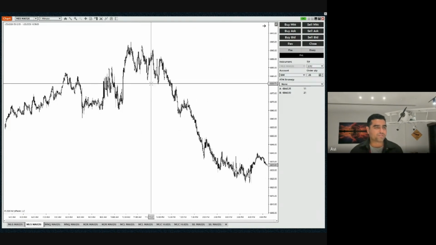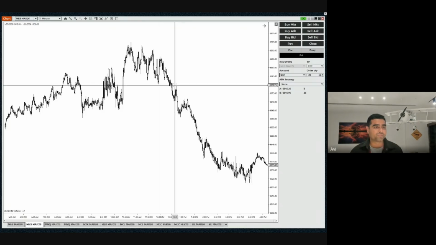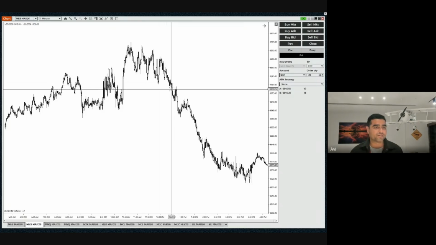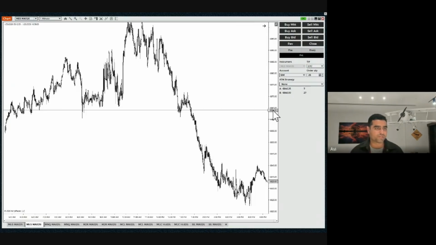So a couple of ways to do this is one is a simple way. Identify the low, right? And then wait for the breakout. Here comes the breakout. It goes down. You can see that small consolidation. Let's zoom in a bit more.